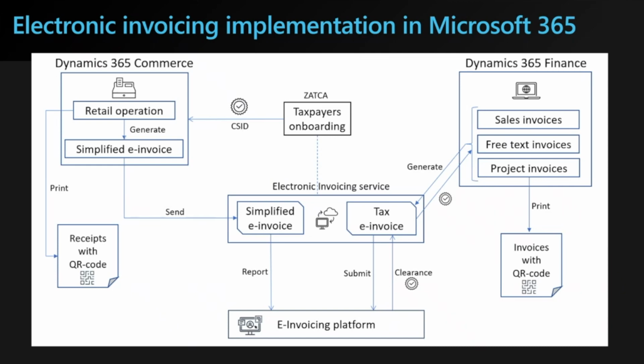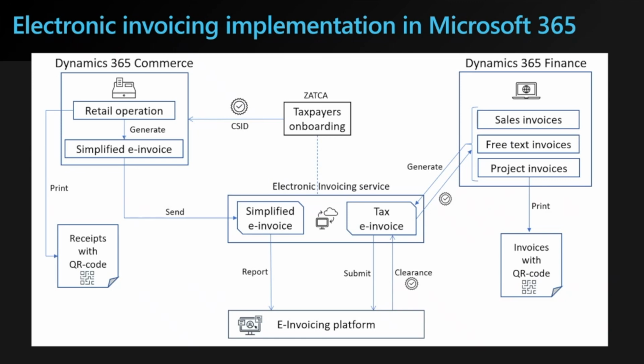Simplified invoices will be generated on the retail side and sent to the invoicing service for submission only. The invoicing service submits simplified invoices to the Zatka portal for reporting purposes. No business response is expected from Zatka. It's only one-way communication. Only a technical response is expected, saying whether the submission was okay or not.